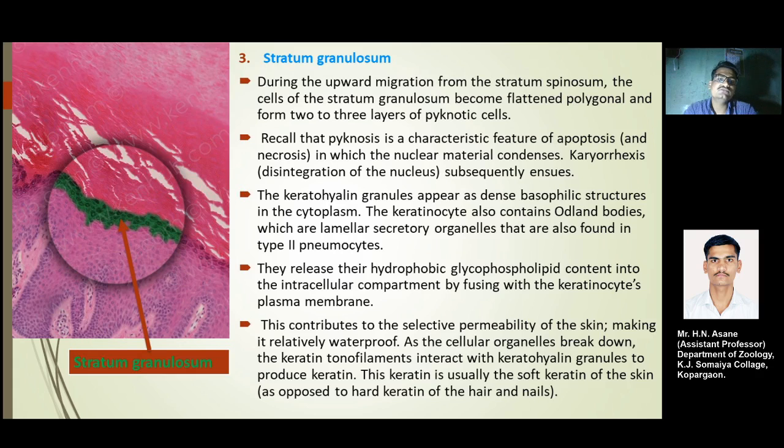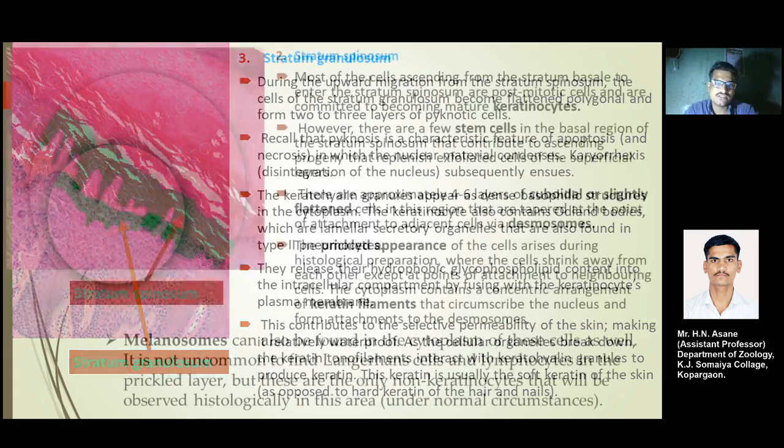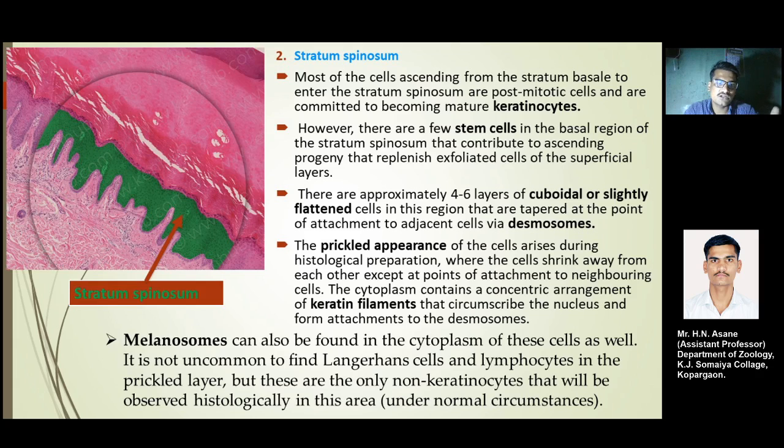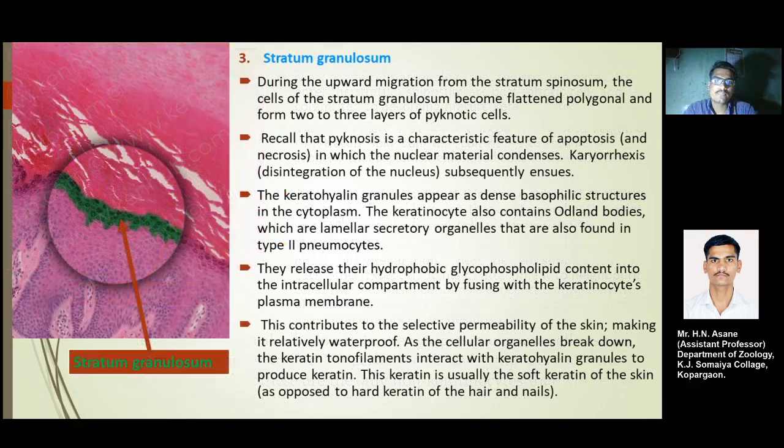The third layer from the bottom will be the stratum granulosum. Stratum granulosum means you can see something like granules in this particular layer. As you can see in this picture, the stratum spinosum is highlighted in green color. So let's start with the stratum granulosum.